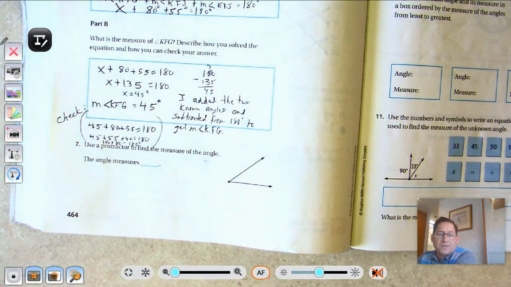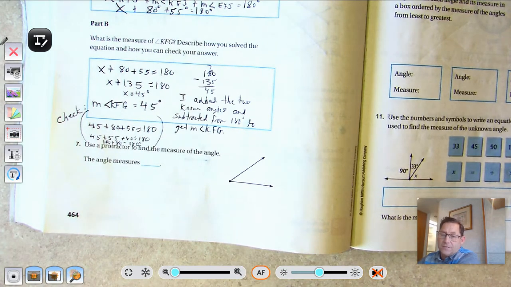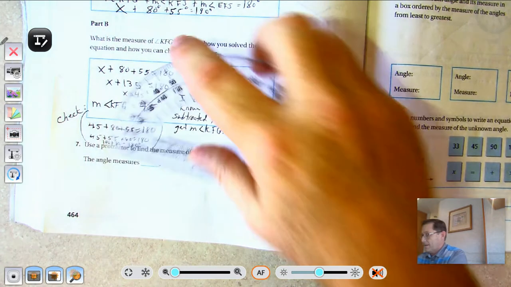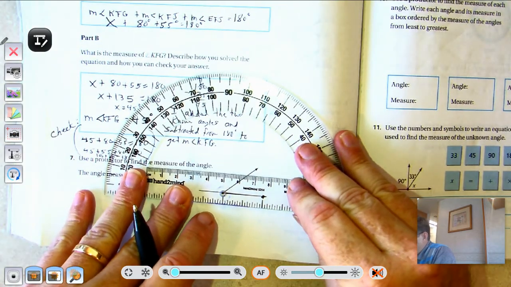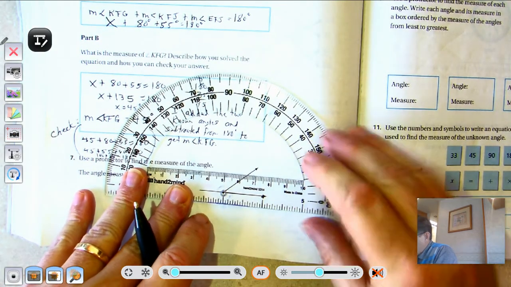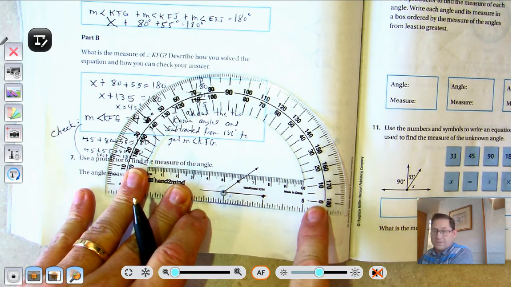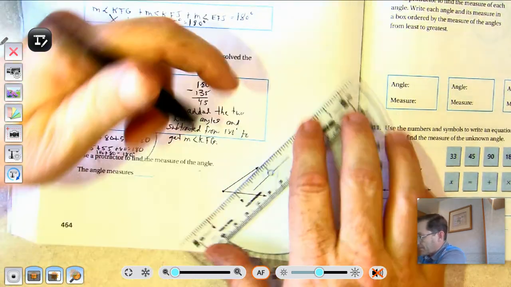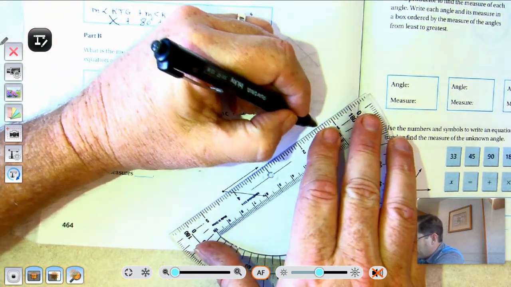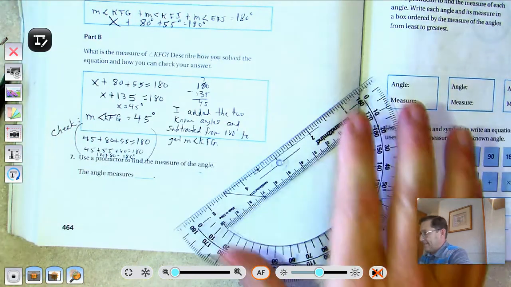Use a protractor to find the measure of the angle. Okay, well, just by looking at it, the angle is less than 90 degrees. It's an acute angle. Put your center point on the vertex. Line up this ray with 0. So we're going to use this side of the scale. Remember, if you have problems seeing it clearly, extend the line out.